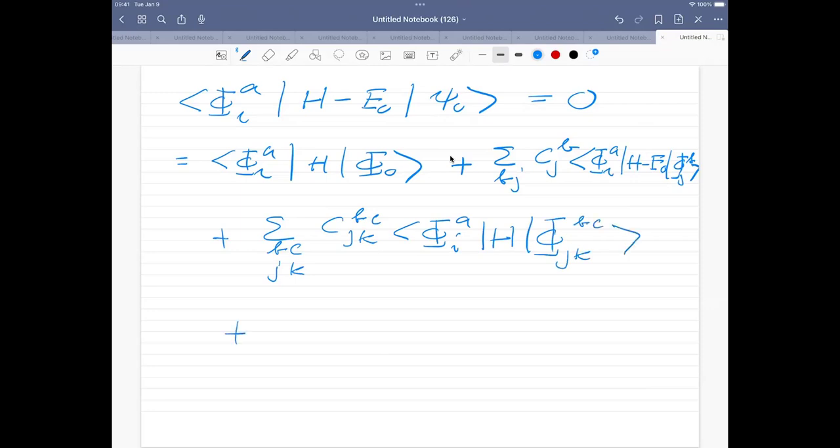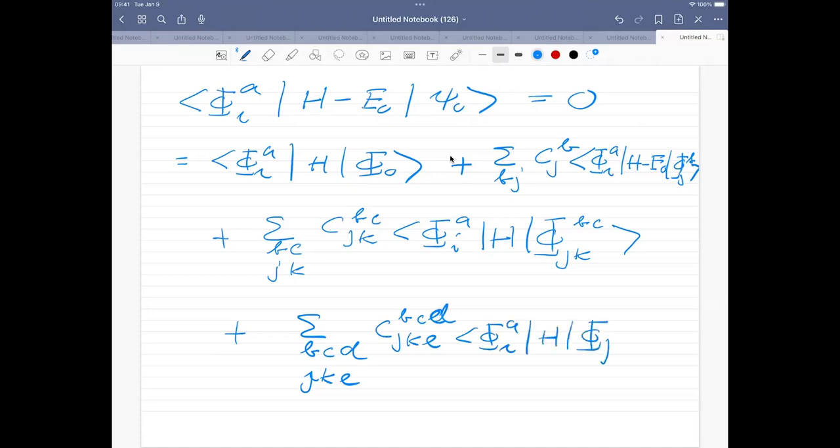And finally, since I have a two-body interaction only, this equation here stops at the level of excitations of a free particle, free hole state. So it's going to be a coefficient C_JKL^BCD, sorry, and then I have a state Φ_IA of H of Φ_JKL^BCD. So it's a free particle, free hole excitation. So this is a free particle, free hole.